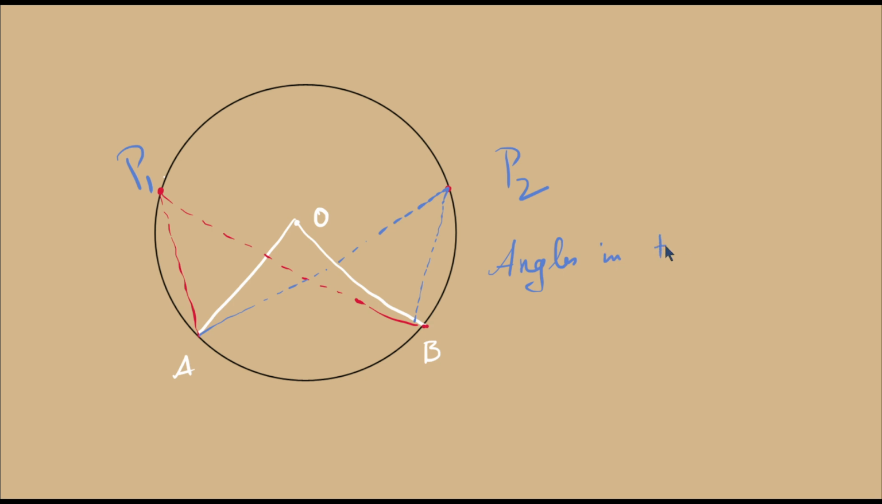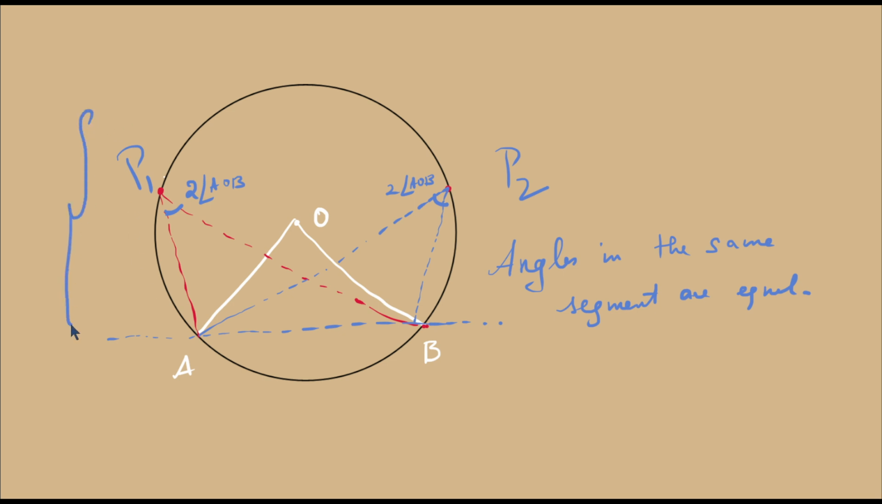Angles in the same segment are equal. So the proof of this theorem, angles in the same segment are equal, comes from the inscribed angle theorem, because all these angles are equal to half of angle AOB. And if P had been here, it's half of angle AOB. And you can observe that all these are in the same segment, the major segment. These all the angles fall in the major segment. That is why we have angles in the same segment are equal.